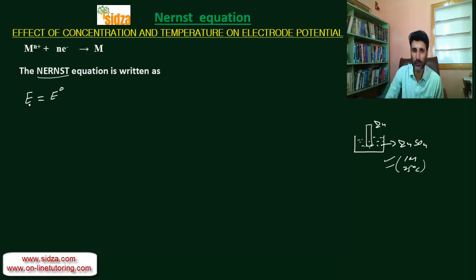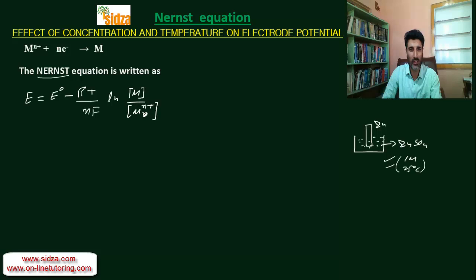So that means the electrode potential of an electrode will be equal to the standard electrode potential minus RT by nF, as per the Nernst equation, RT by nF ln of the metal concentration by the metal ion concentration, M n+. Let me write it like this, M n+. Now this is the Nernst equation.